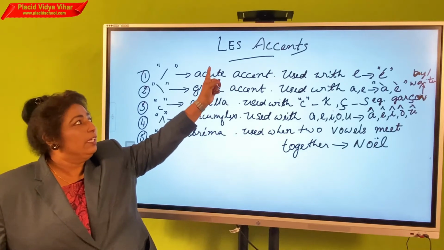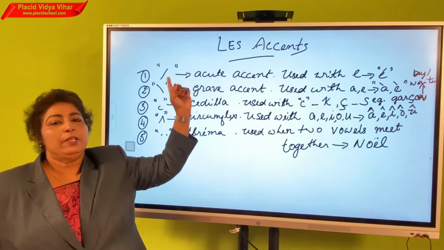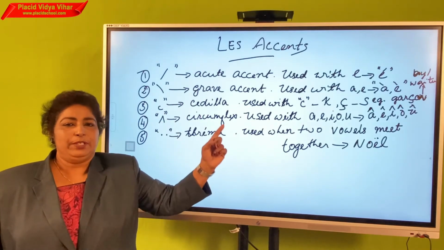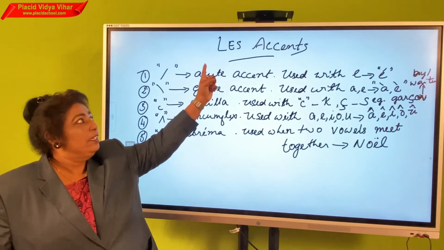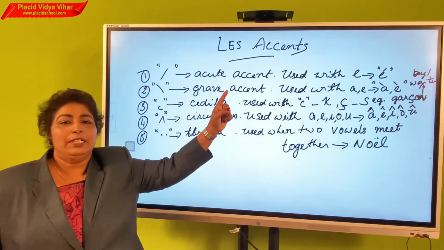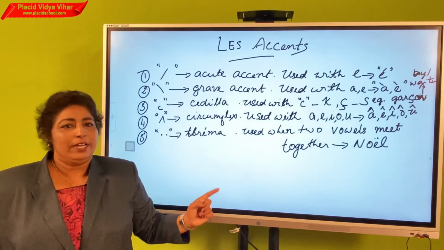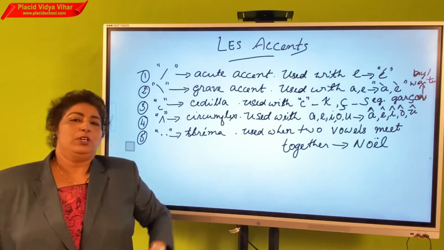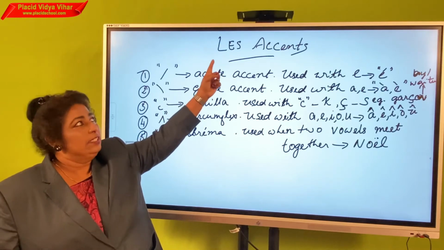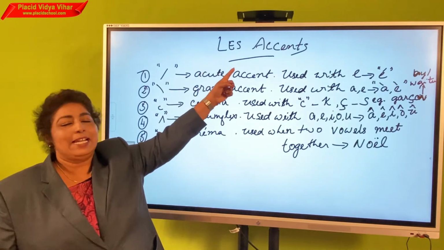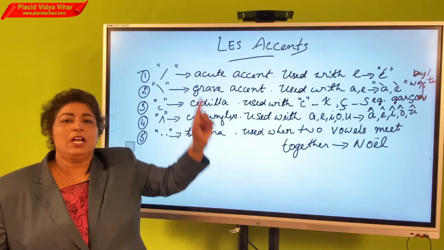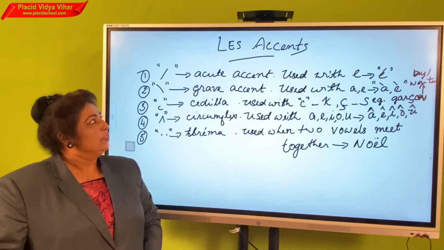Les accents. Here again look at the pronunciation. With alphabets we pronounce as les alphabet. Here, les accents. In French the ending letter of the word is not pronounced unless it is joined with the next word. So for example, les accents: it is joined with the next word, whereas accent is ending with S. That S is not pronounced. Now les accents.